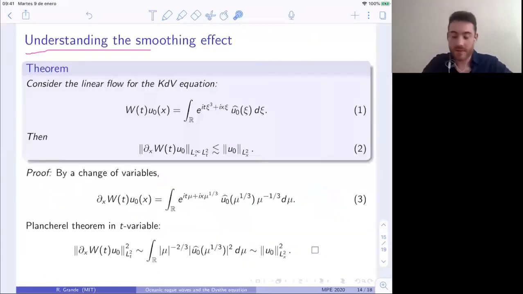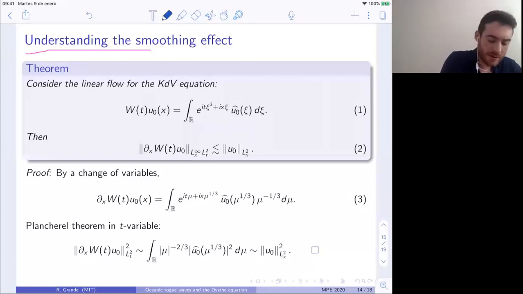So since we have a little bit of time, this is the only proof that I will give in the whole talk. But I think it's very instructive for those who haven't seen it before, and it's a two-liner really, so it's really worth it. How do we prove this smoothing effect? It's actually quite simple. The idea is that here I wrote the linear evolution for the KdV equation. And so we're interested in controlling one derivative of this term.